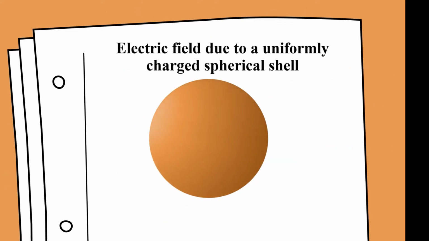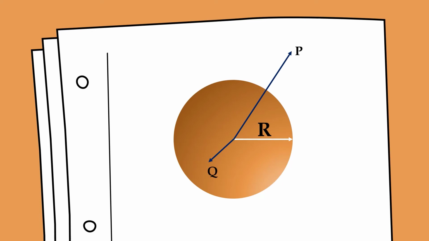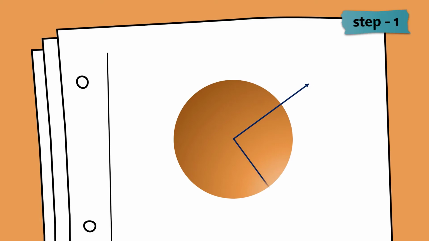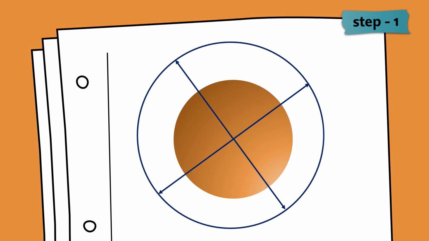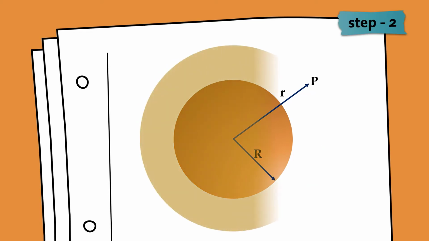Now let us calculate the electric field due to a uniformly charged spherical shell. Consider a uniformly charged spherical shell of radius capital R and total charge Q. The electric field at points outside and inside the sphere is found using Gauss's law. Let us choose a point P outside the shell at a distance r from the center. The charge is uniformly distributed on the surface of the sphere, so it has spherical symmetry. So we can choose a spherical Gaussian surface of radius small r.